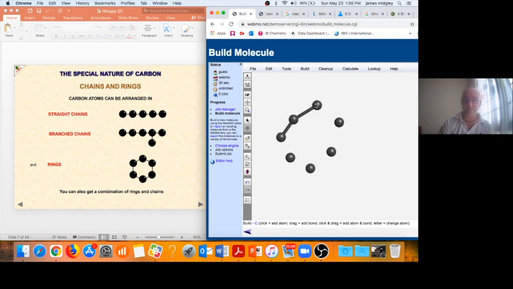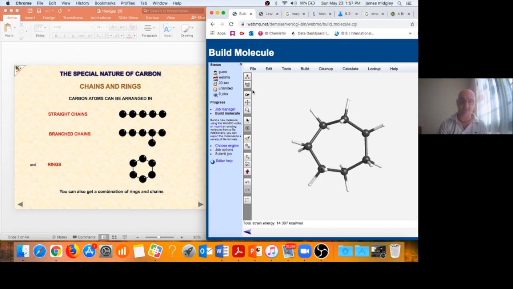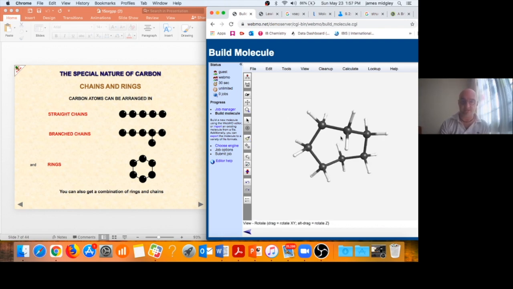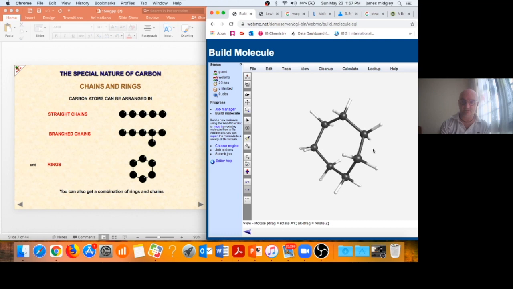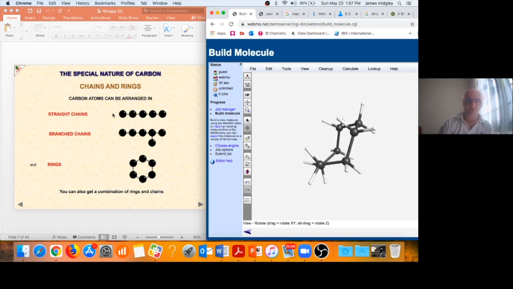We could put them in a ring, and this would be cycloheptane. Never come across this in a cupboard, but it's carbon, so we can make it. We can spin that around, have a look along the axis. It looks quite a strained molecule to me. Okay. They can be in straight chains or they can be branched.